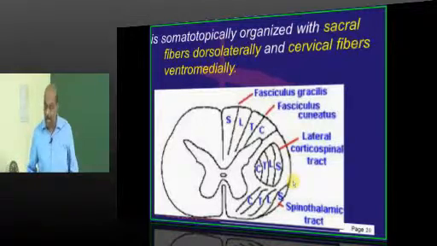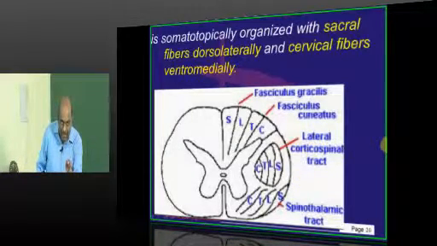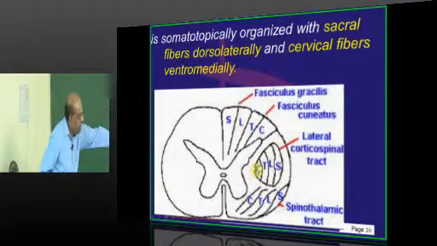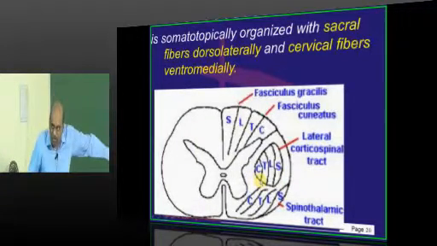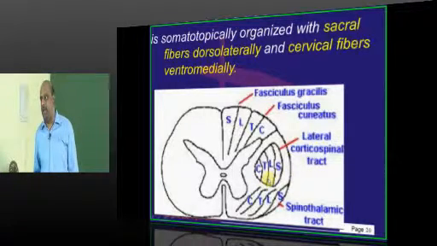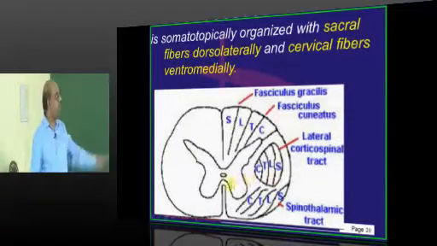Why? Because of the somatotopic organization of the spinothalamic tract. The fibers coming from the neck, the cervical area, are located more medially, and those coming from the sacrum are located more laterally. That is what you need to remember.